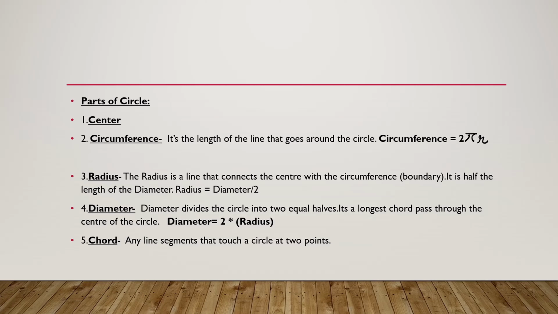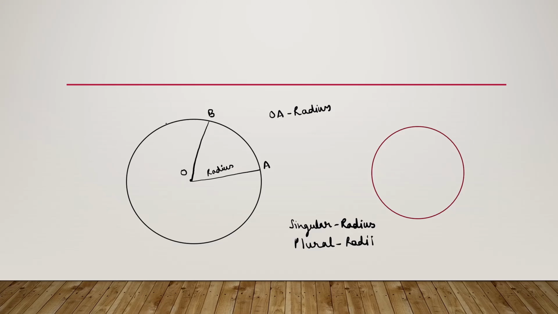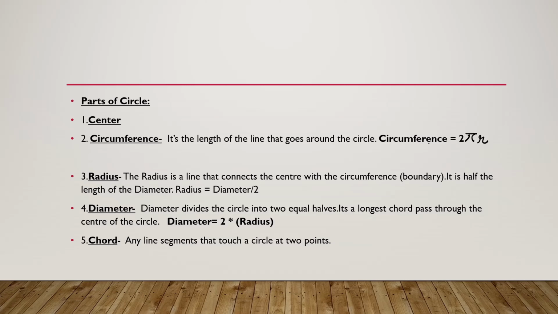Circumference is the length of the line that goes around the circle. This whole boundary is called the circumference of the circle. The formula for calculating the circumference is circumference equal to 2 pi r. Soon we are going to do some examples to calculate the circumference.